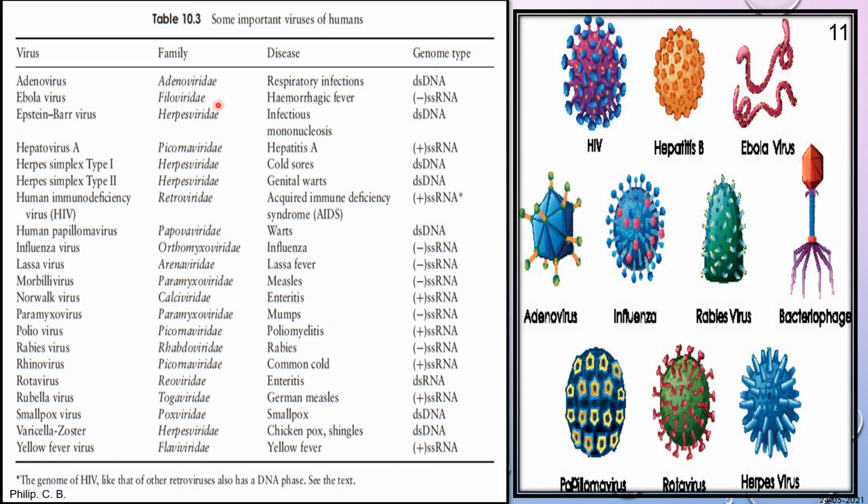Then here, in a little bit of tabular form, you can see some important viruses: the virus, family, disease and genome type. Adenovirus, Adenoviridae, respiratory infection, dsDNA, that is double stranded DNA. Then Ebola virus, Filoviridae, hemorrhagic fever, single stranded RNA, that is ssRNA. Then Epstein-Barr virus, Herpesviridae, infectious mononucleosis, dsDNA. Hepatovirus A, Picornaviridae, hepatitis A, ssRNA. Herpes simplex type 1, Herpesviridae, cold sores, dsDNA. Herpes simplex type 2, Herpesviridae, genital warts, dsDNA, warts, that is a small mole-like appearance during the infection.